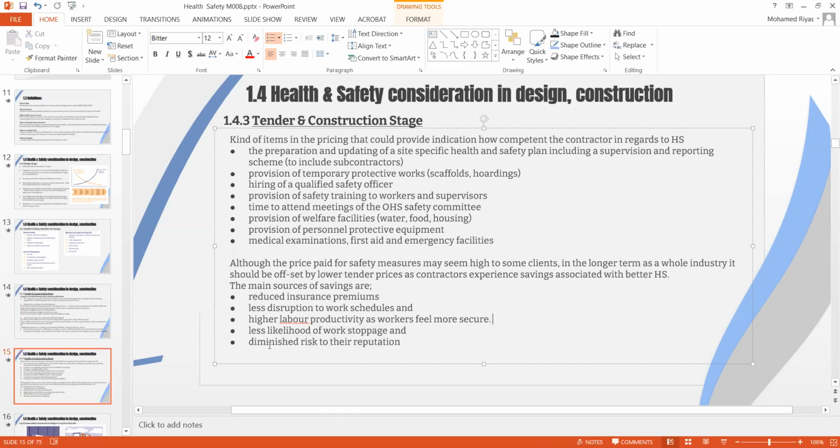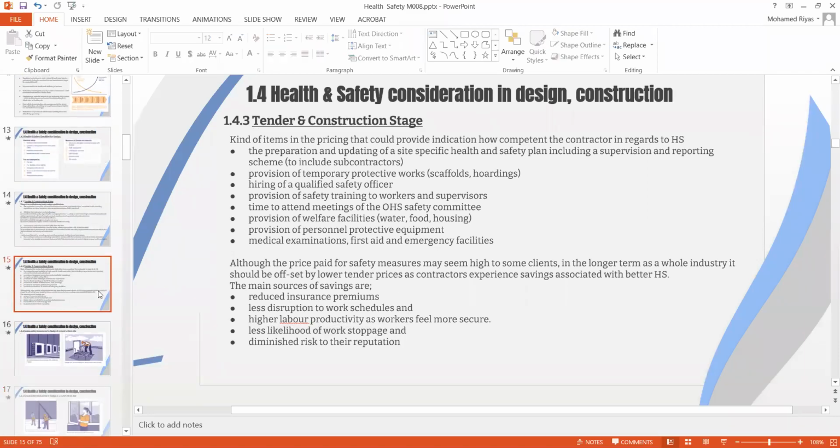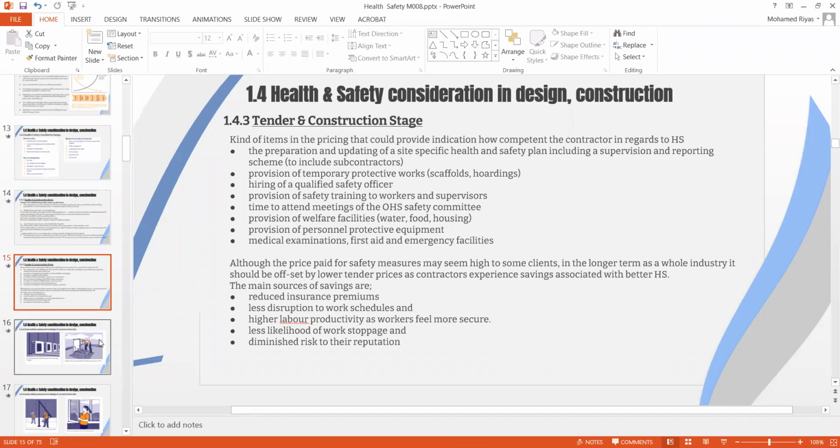And the fifth one, diminish risk to their reputation. If the contractor is maintaining a high standard in the market, your name will be there. So it will diminish your risk to their reputation, contractor reputation. So these are the main sources of savings you will have. You will have a reputation as a competent contractor, with the safety standard in place. So we will be highly categorized by the client. So this is the main source of indirect and direct savings as a contractor you could achieve in maintaining safety standard.